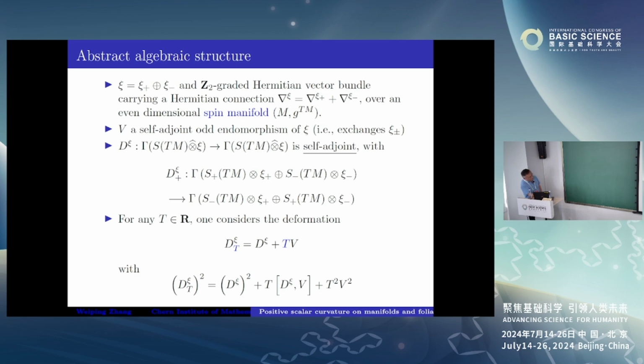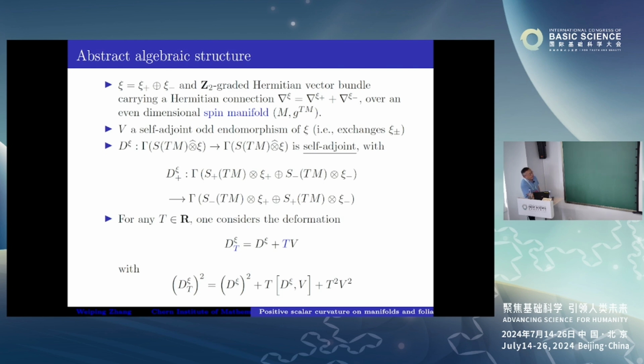and then the negative part will be S minus tensor Xi plus, plus S plus tensor Xi minus. And for the Dirac operator, with the natural splitting, D plus will map from the plus part of the super tensor product, or Z2 graded tensor product, to the negative part. And then since V is self-adjoint, D of course is self-adjoint. So for any real number t, we can make a deformation, Dt equals D plus tV. This is also a self-adjoint operator.